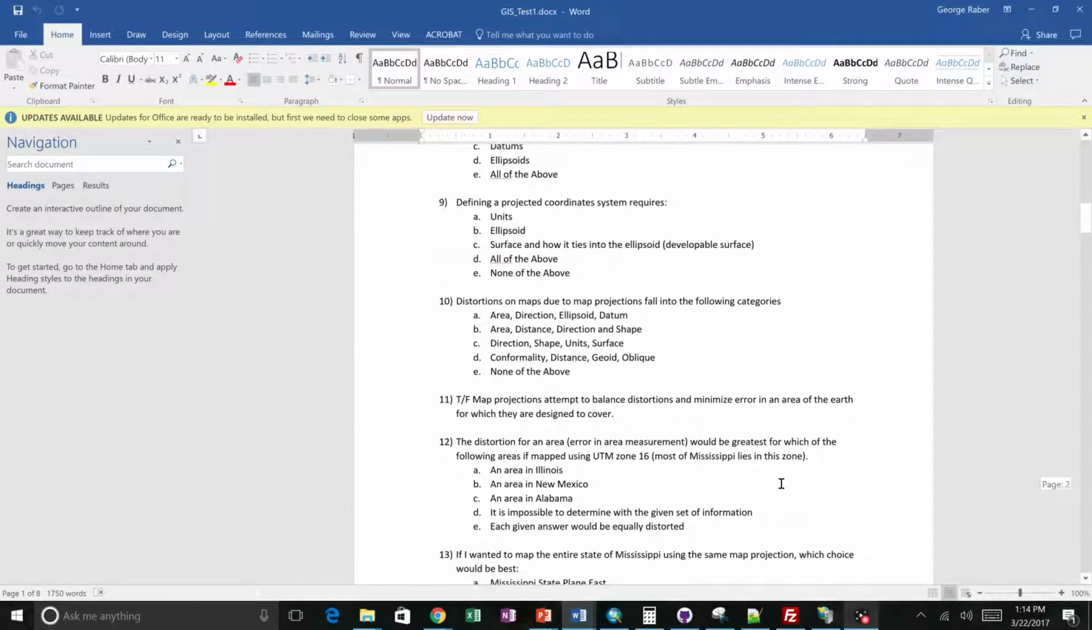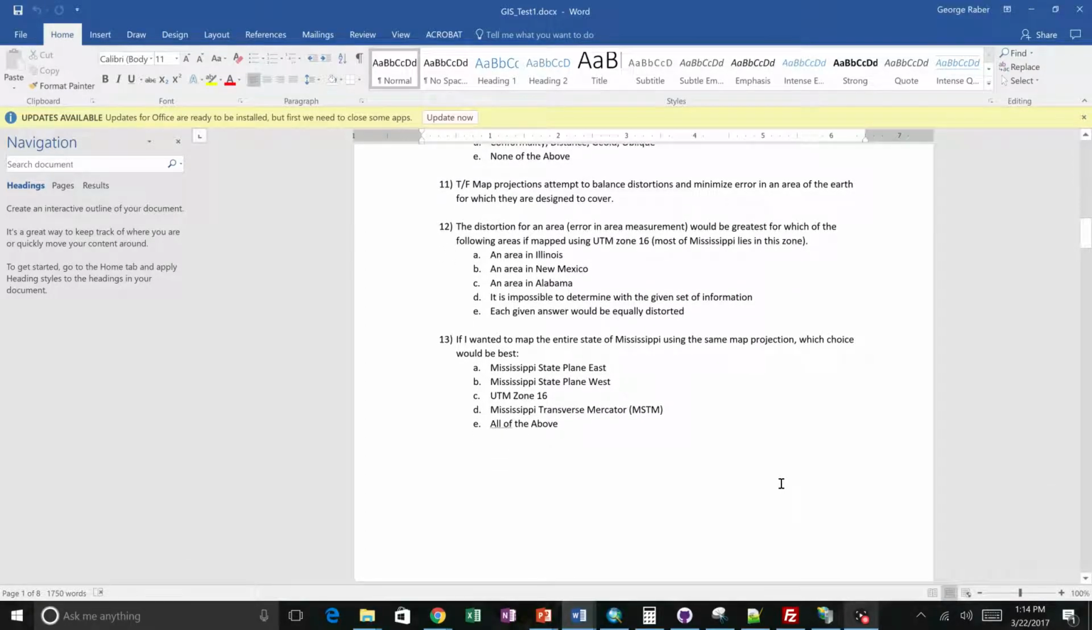Should be progressing like this. Okay. So 11, this is true. Map projections attempt to balance distortions and minimize error in an area of Earth for which they're designed to cover. That's true. So sometimes they could be for the entire Earth. They attempt to balance the distortions for the entire Earth, or they could be very specific, like a UTM zone for just a portion of the Earth.